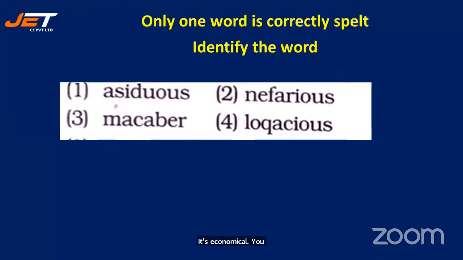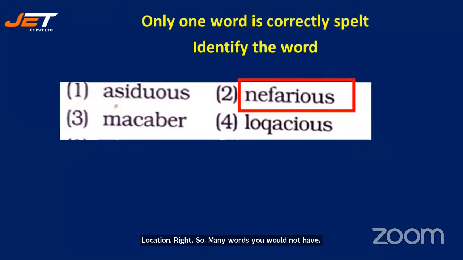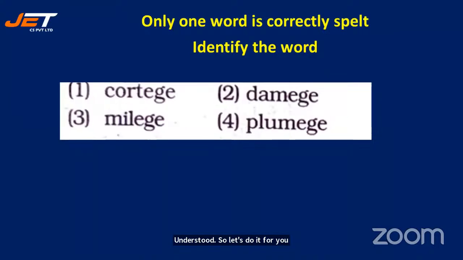You have 4 words. Assiduous, nefarious, macabre, loquacious. Right? So many words you would not have understood. So, let's do it for you. Nefarious is the correctly spelled word. Yes, see the next question. Cortege, damage, mileage, plumage. Yes.